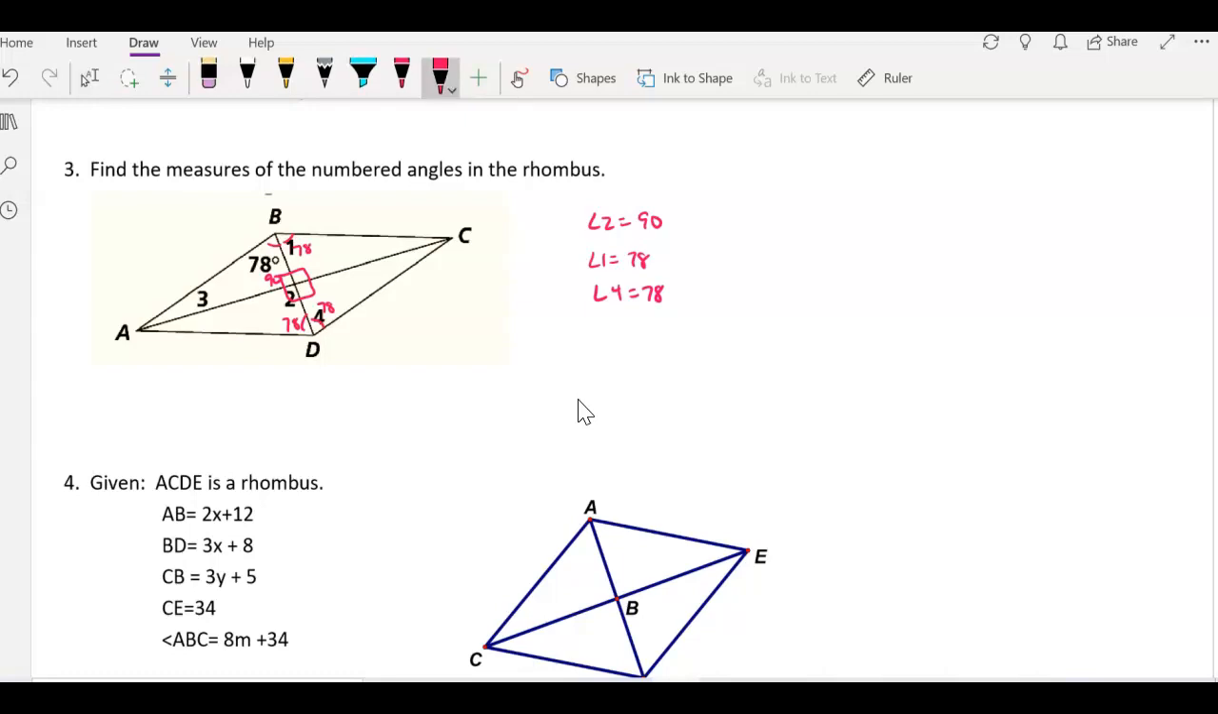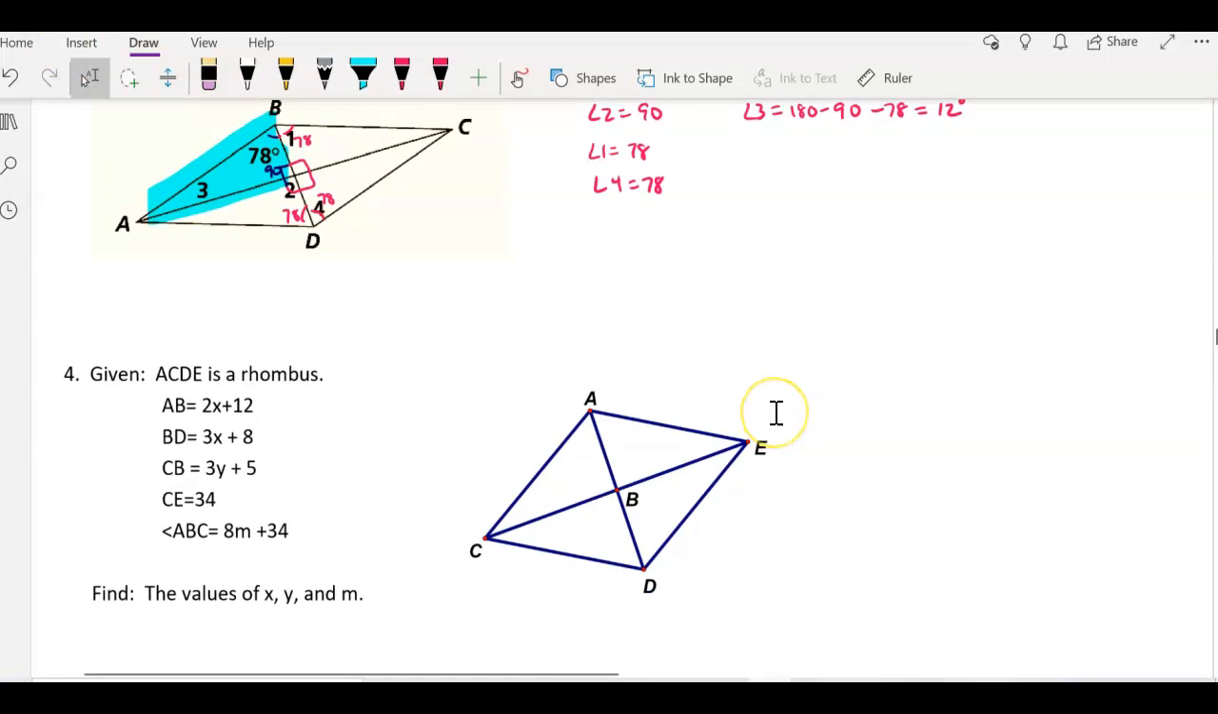You could also tell that if we use the idea of parallel lines and alternate interior angles, angle 4 and 78 end up being alternate interior angles. So now to find angle 3, just use this triangle here. All three angles will add up to 180. So 180 minus 90 minus 78 is going to give you 12 degrees. All right, so on to the next one.